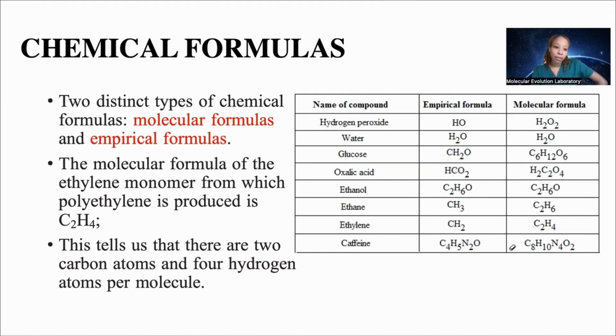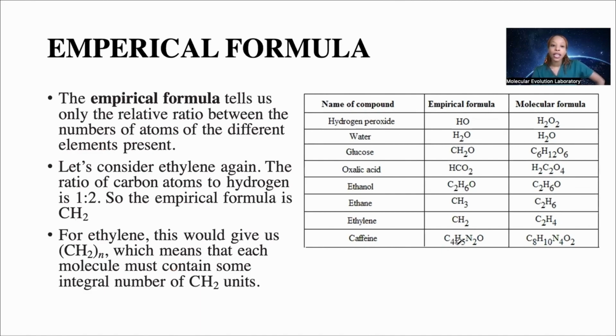There are 2 distinct types of chemical formulas: molecular formulas and empirical formulas. The molecular formula gives the number and types of atoms. For example, the molecular formula of ethylene monomer, from which polyethylene is produced, is C2H4, which means that there are 2 carbon and 4 hydrogen per molecule. The empirical formula basically gives a relative ratio between the numbers of atoms of different elements, a more simplified and shortened version of the formula.